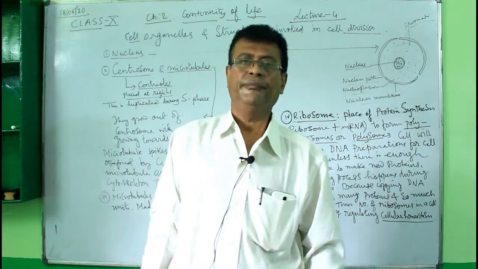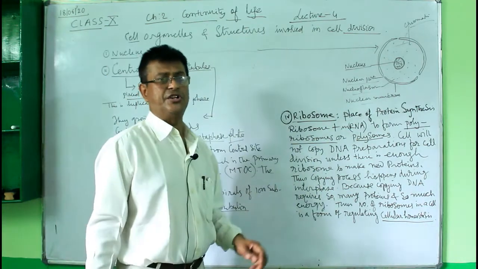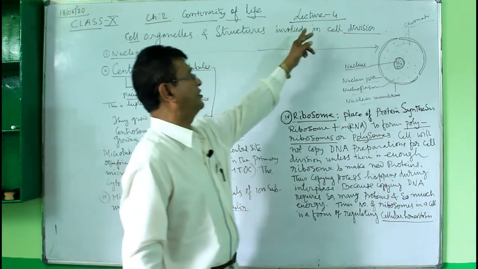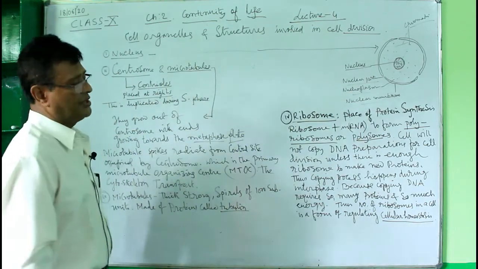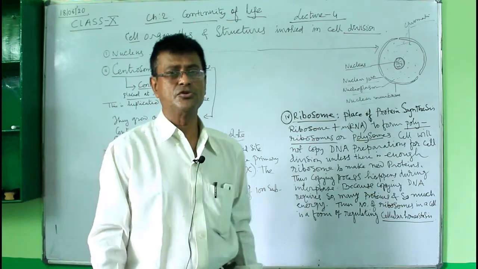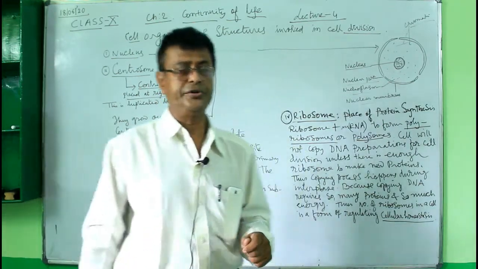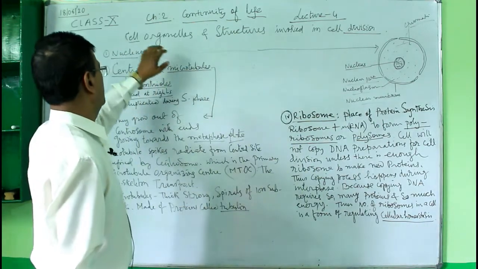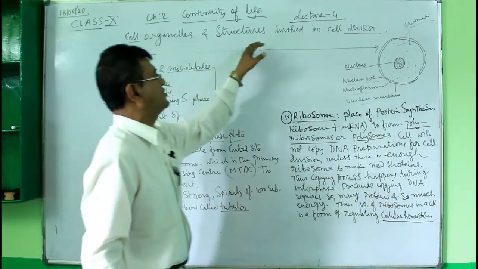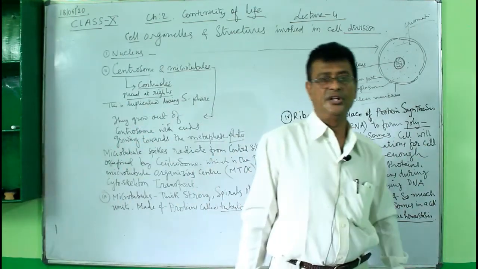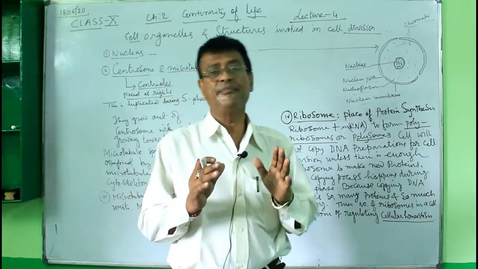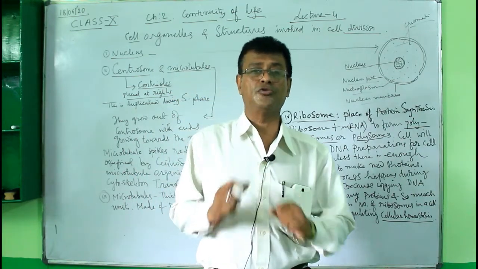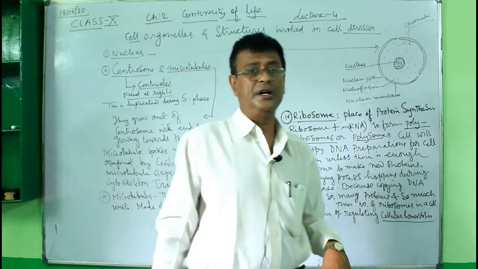Well, children, in the previous lecture, lecture 3, we discussed the structure of the chromosomes and their arrangement. Today we are looking at the cell organelles and the structures involved in cell division. Now, the first thing is the nucleus, where the cell has the chromosomes, which is the main part of cell division.